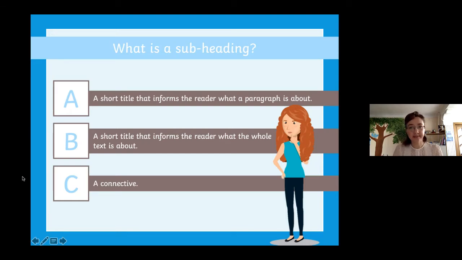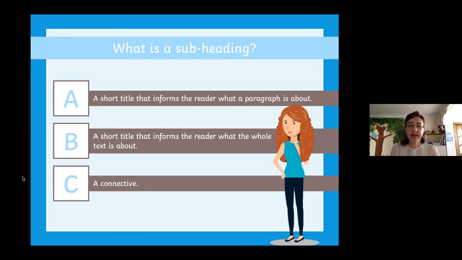What's a subheading? If you know what a heading is, you will easily guess what a subheading is. A short title that informs the reader what a paragraph is about. A short title that informs the reader what the whole text is about. A connective. It's definitely not a connective, a transitional device to link ideas, paragraphs, sentences. And it's a short title, but we have a short title in both variants A and B. So what to do? Which one do you think is correct?